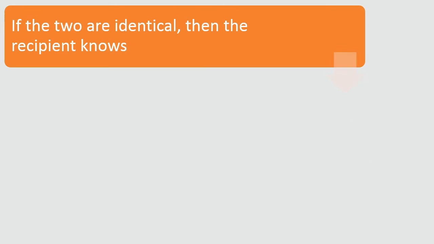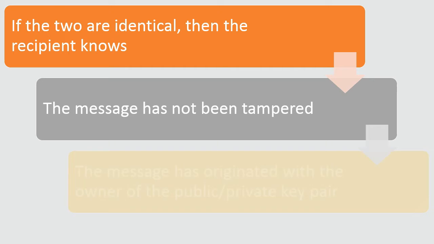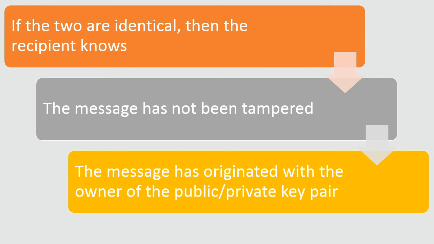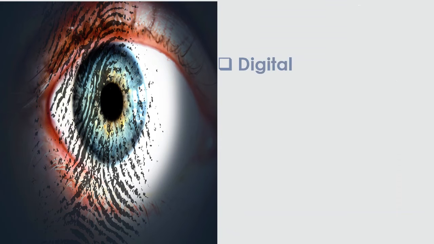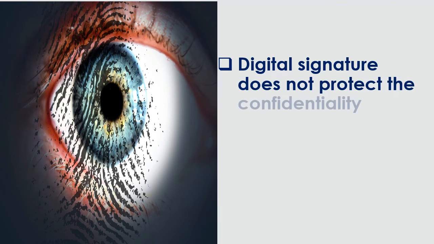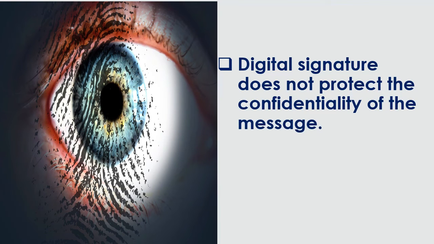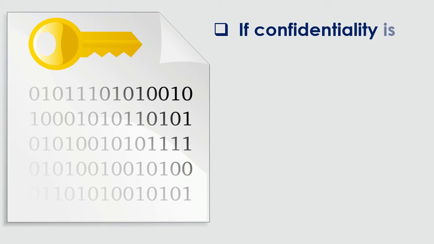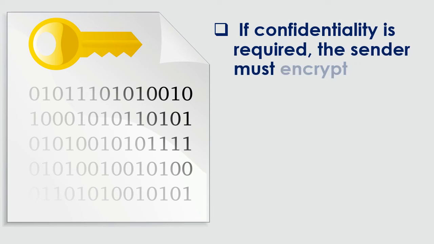If the two are identical, then the recipient knows the message has not been tampered with, and that the message originated with the owner of the public/private key pair. A digital signature does not protect the confidentiality of the message. If confidentiality is required, the sender must encrypt the message.